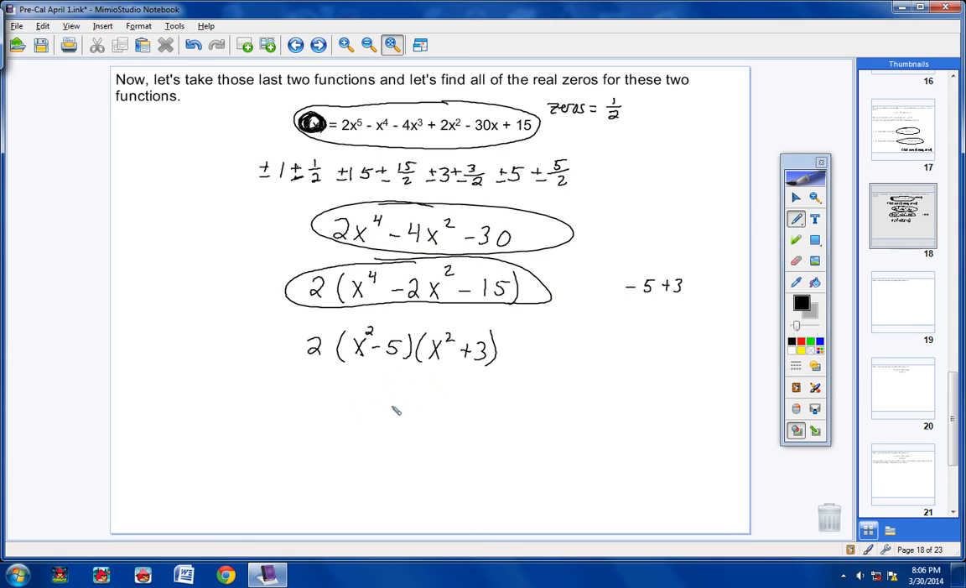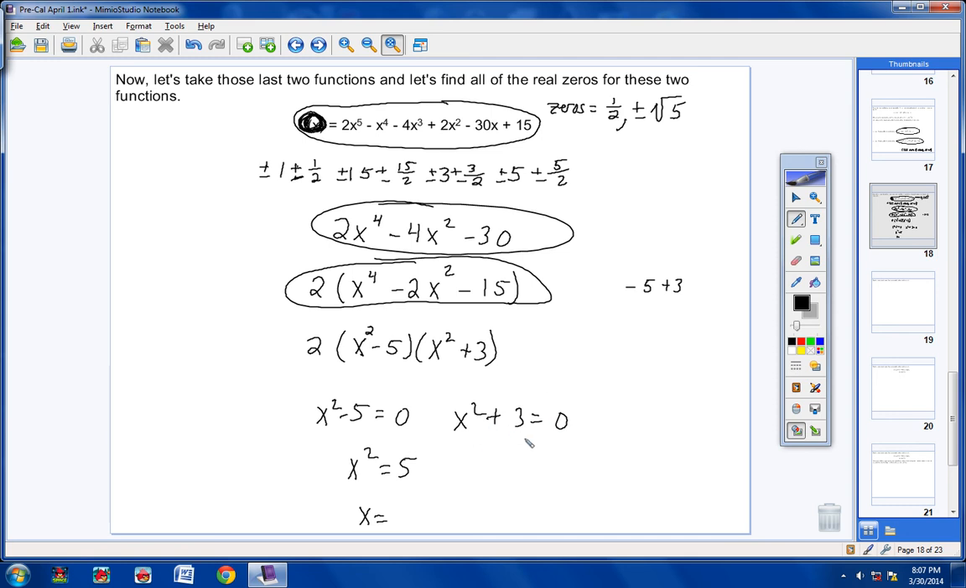Now, can you not very quickly find the zeros for this? Well, we're going to take x squared minus 5 and set it equal to what? 0. Take x squared plus 3, set it equal to what? 0. Now bring the 5 over and make it a +5. So x squared equals 5. And now take the square root of both sides. So x equals plus, minus, or positive, negative square root of 5. So there's 2 more zeros. You can add to your list. Put them on up here. Here we go. So now we have 1/2 as one of your zeros, and now positive, negative square root of 5 is one of your zeros.